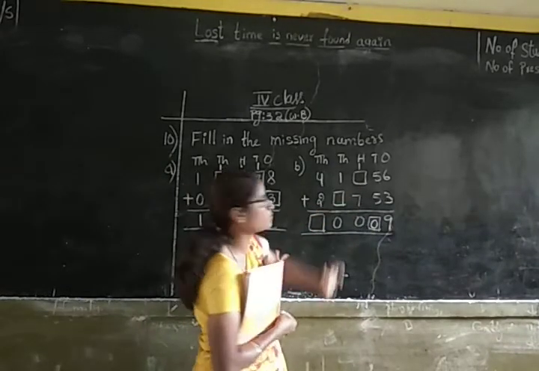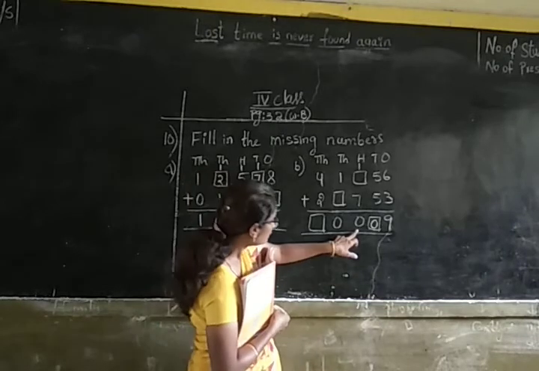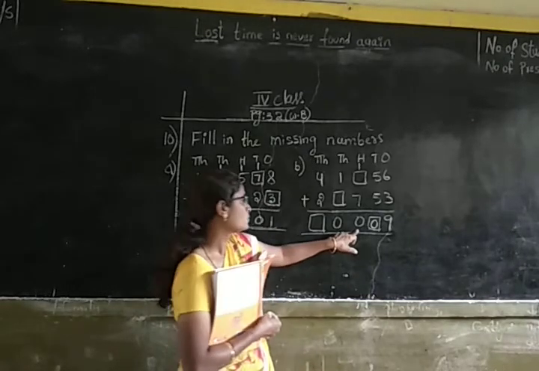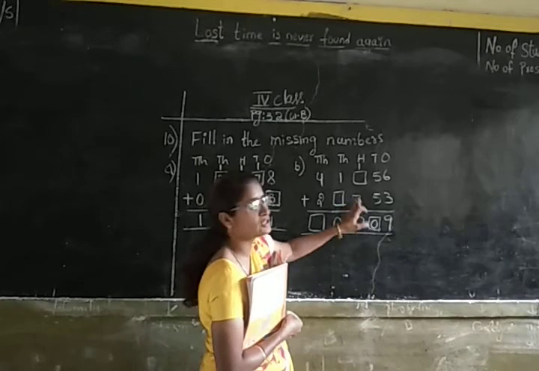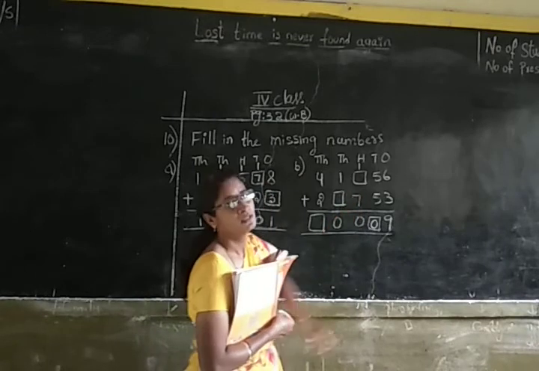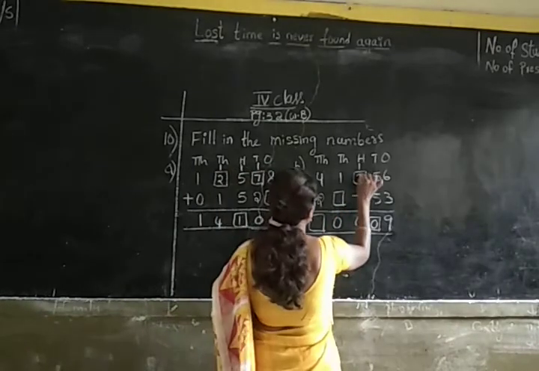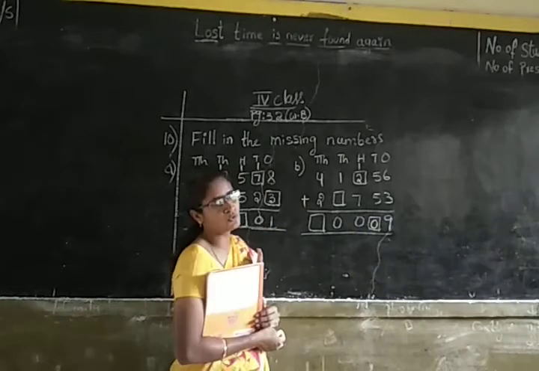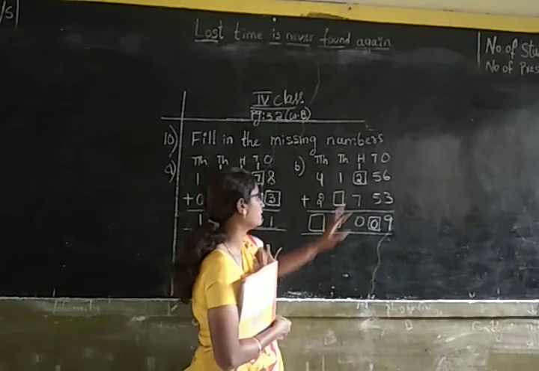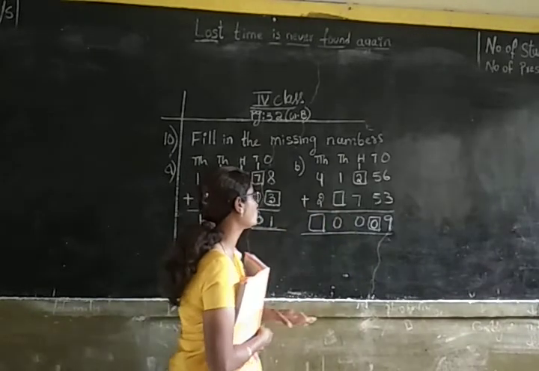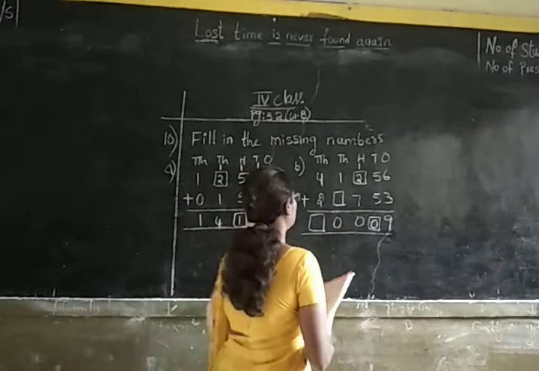Here 7 plus 1 is 8. In the answer it is given 0. So 0 means 10. So when will you get 10? If you add 2 to 8, then you will get 10. Okay children? After doing the hundreds place, let us move to the thousands place. Okay children?